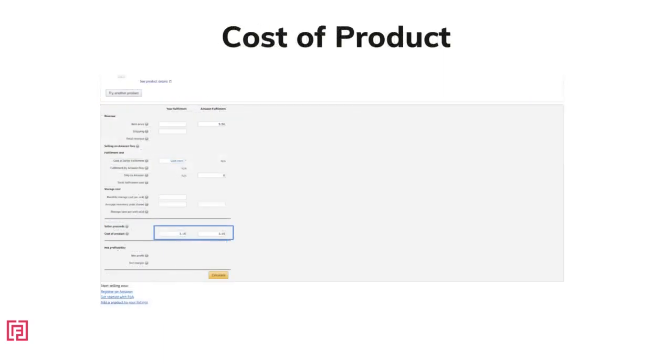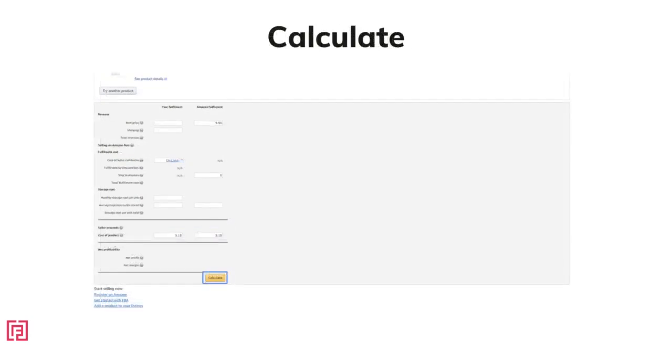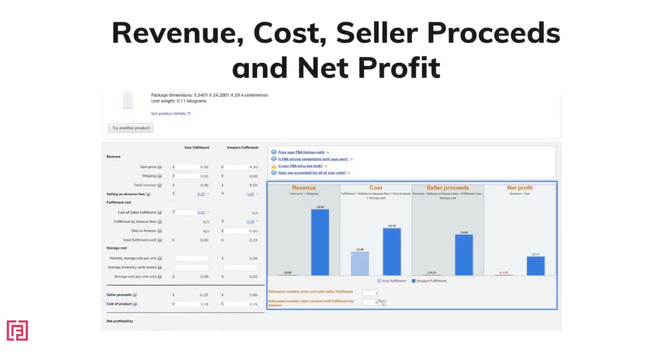Number 4. Enter the item's landed cost. Lastly, click the Calculate button. This will show you how much you'll spend in FBA fees, seller fees, and what your net profit will be after all expenses. So you won't have to make any manual calculations here.